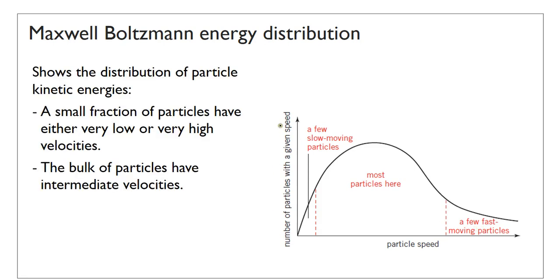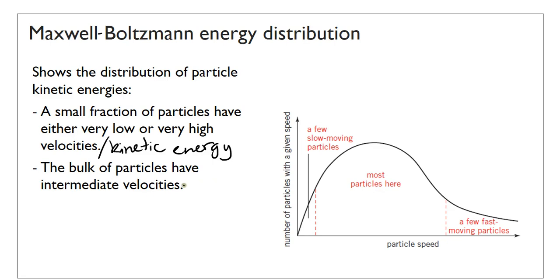And the vertical axis is the number of particles with a given speed. I just really like to say Maxwell-Boltzmann energy distribution, but that is the name of this curve. So it shows the distribution of particle kinetic energies. Small fractions have either very low or very high velocities or kinetic energy, however you want to call it. We normally just stick with energy to make it consistent because it has the word energy in the name anyway. But the bulk of the particles will have intermediate velocities or kinetic energy.